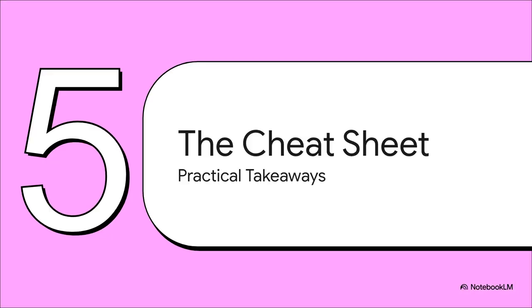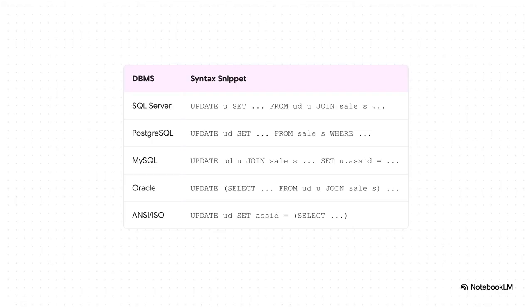So after digging through all this history and all these different dialects, what's the actual takeaway for you, the person who just needs to get work done? We've boiled it all down into one final, super practical cheat sheet. And here it is. This table sums up everything. You can see the different patterns for SQL Server, PostgreSQL, MySQL, and Oracle all right next to each other. And check out that last one for the official ANSI standard. It uses what's called a subquery. Now, it might not always be the absolute fastest, but it's the most portable. That's your best bet if you need to write code that works everywhere.